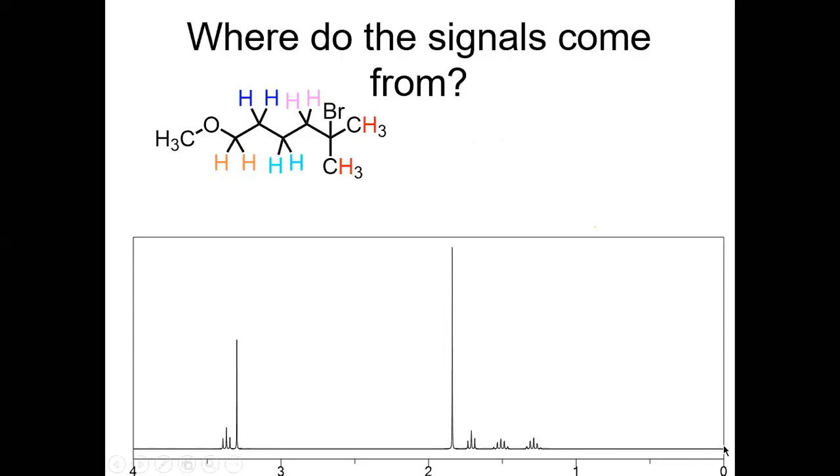So we have 1, 2, 3, 4, 5, 6 signals. Is that right? If we got 6 signals, but we have seven different proton sets, what does that mean? The ones connected to Br are equivalent. Yeah, it means some set is equivalent to another set. That's a good observation. So when we look at this, we have this black set of protons.